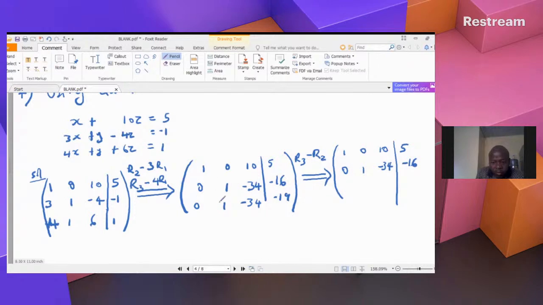Now subtract row 2 from row 3. 0 minus 0 will be 0. 1 minus 1 will be 0. To achieve that, this is what we wanted, is 0. -34 minus negative, and -19 minus -16 would be -3. The last row here is very important.